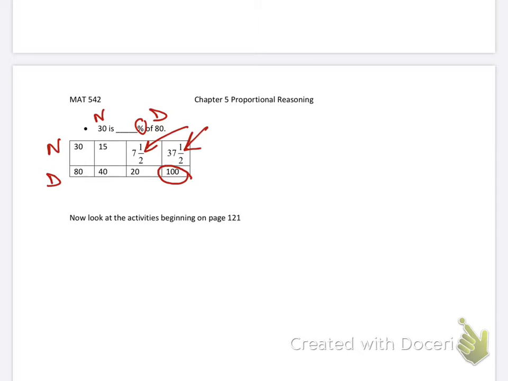Okay, so that concludes this chapter. So now look at the activities beginning on page 121. Work them through, check your answers and more, and then look at the problems in the problem set for this chapter.